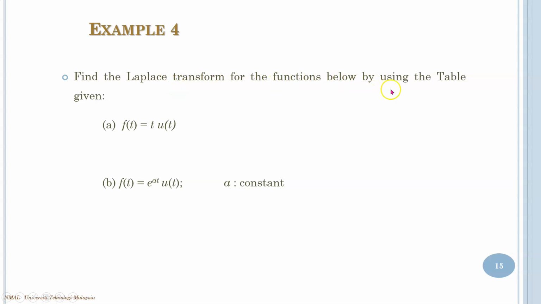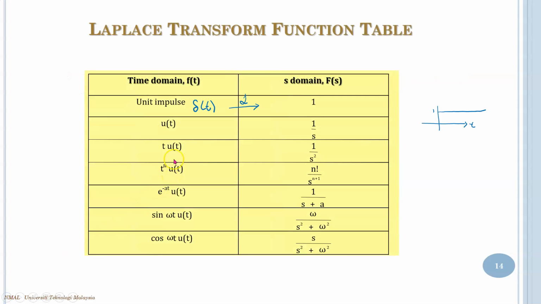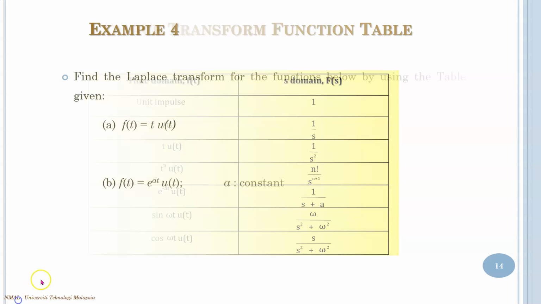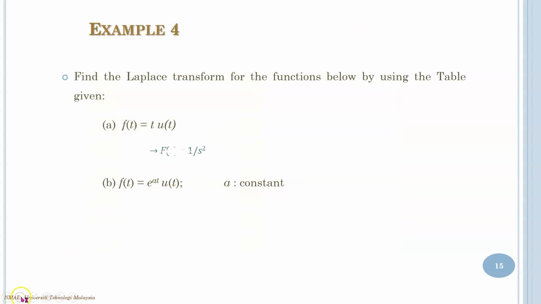Find the Laplace transform for the functions below using the table given. So given that f(t) equals t u(t), the Laplace transform F(s) will be equal to 1 over s squared. How did I obtain this value? You have to refer back to the Laplace transform function table. For t u(t), the s domain here is 1 over s squared. As simple as that, you can put in the solution, which is 1 over s squared. This one is exponent at u(t), so the answer will be F(s) equal to 1 over s minus a.